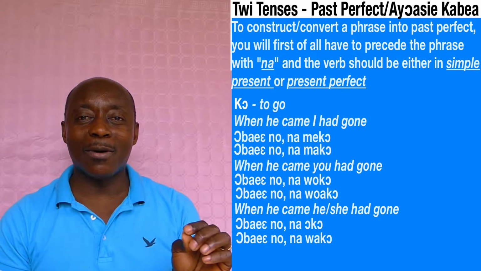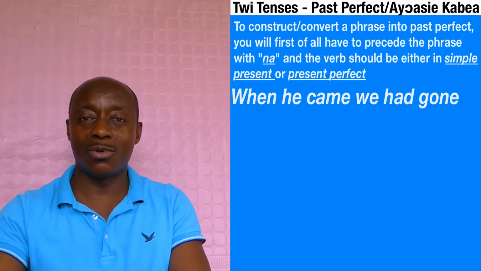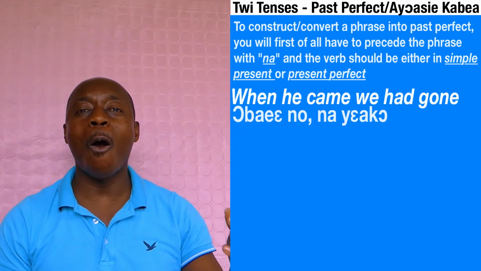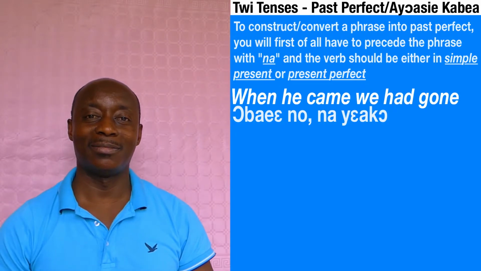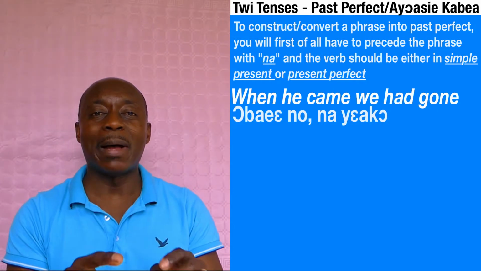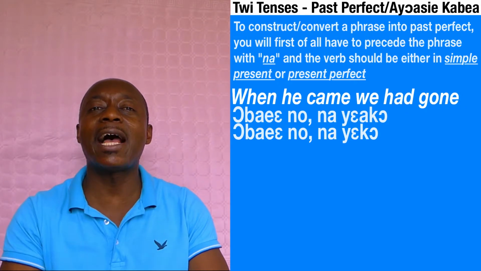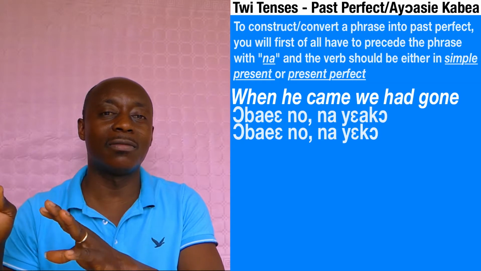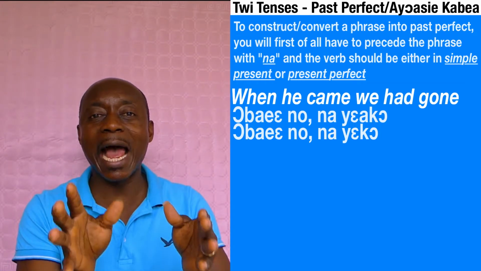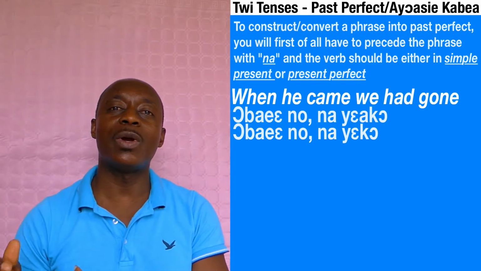What about yen? That is we. When he came, we had gone. If I want to mean that we had gone and had returned, then I will say obae no na yako. Yako, present perfect. But if I want to mean that when he came, we were not there, we had gone, then I will say obae no na yeko. Yeko alone is simple present, but if you precede it with na, it makes it past perfect. Na yeko. When he came, we had gone.